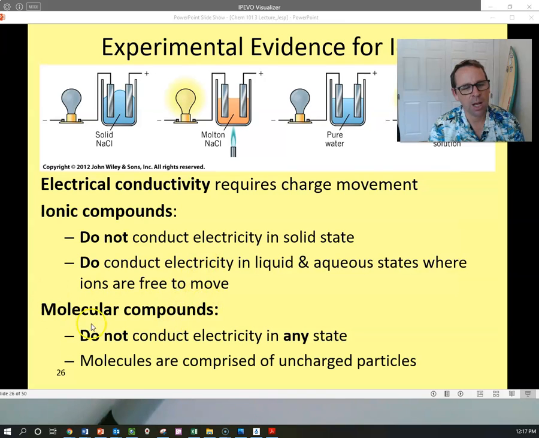All right, molecular compounds like water. If I put sugar in the water, it won't light up, right? Those molecular compounds will dissolve in water. We know that sugar dissolves in water, but it doesn't result in ions. Therefore, it doesn't give conductivity to the solution.